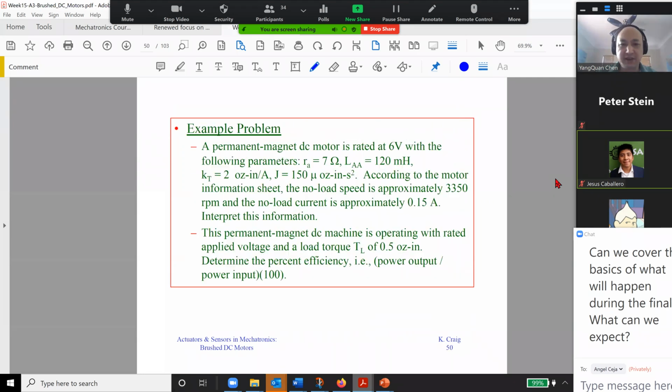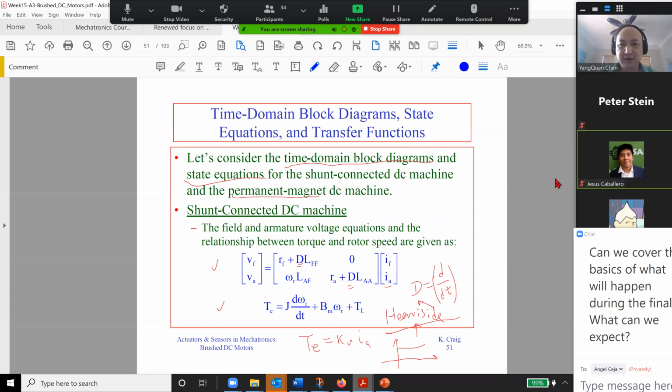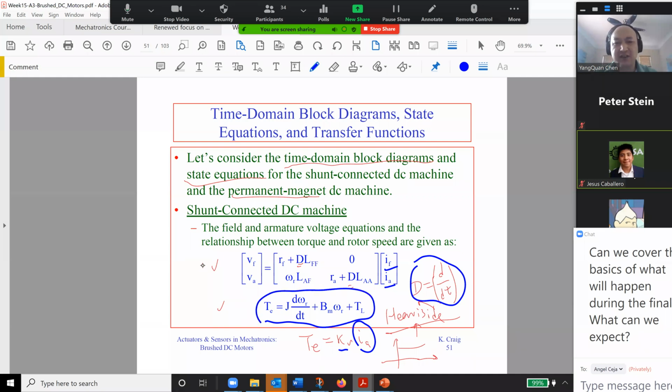We haven't seen the transfer function yet. So we know we have RA and IF, field current and armature current. They are connected with this D. By the way, D is d/dt, okay? And TE is kV times armature current. This is Newton's second law, and this is just KVL.